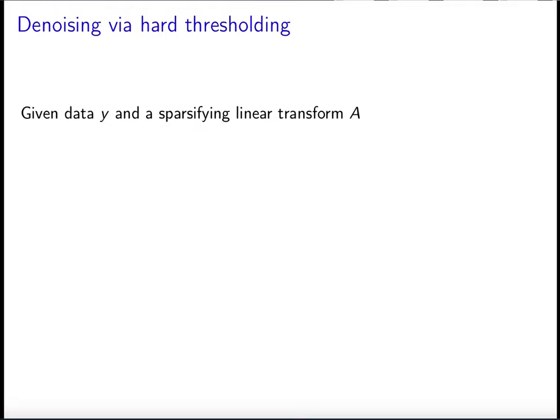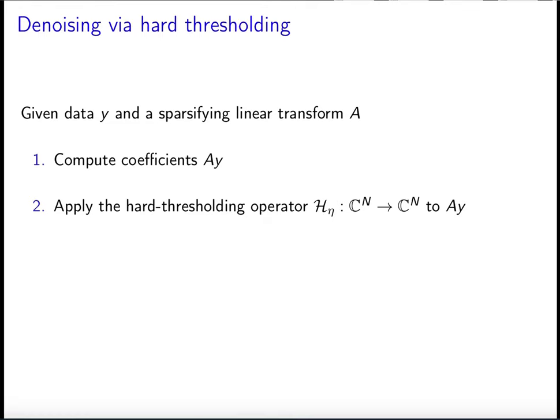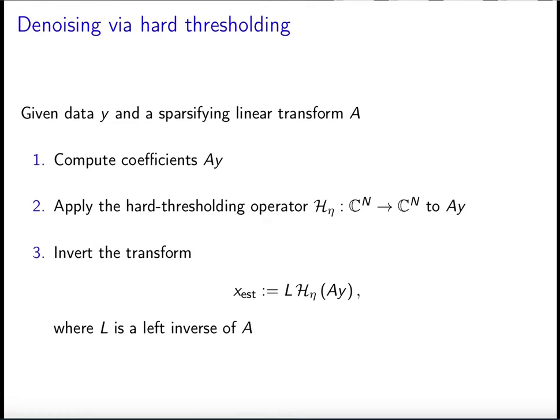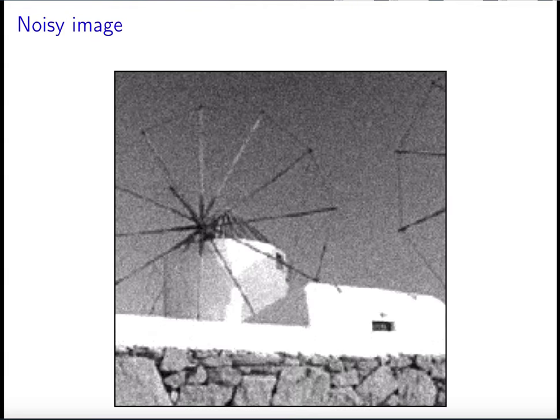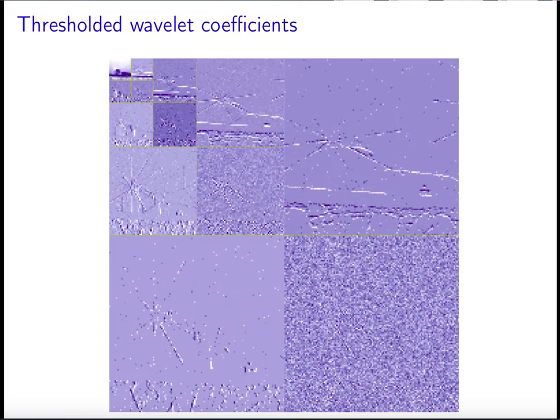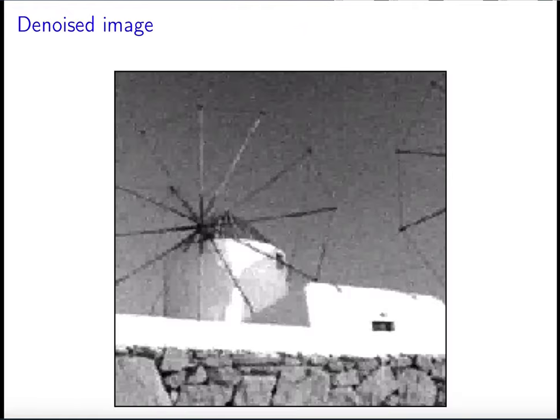Okay, so how do we do this when the signal is not directly sparse, but it's sparse in some transform domain, such as the wavelet domain? Well, what we do is we apply the wavelet transform, we compute the wavelet coefficients, we threshold those, and then we come back. We invert the transform, and that's going to be our estimate. So basically, we have this noisy image, we compute the noisy wavelet coefficients, we threshold, so we keep only the large ones, and this is our denoised image.